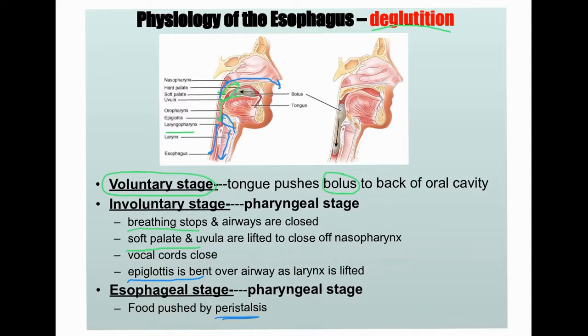That's why people in space, where there's no gravity, or if you're standing on your head, don't try it, the food will still go down against the force of gravity, because it's those wave-like muscle contractions called peristalsis that actually force the food down the esophagus and into the stomach.